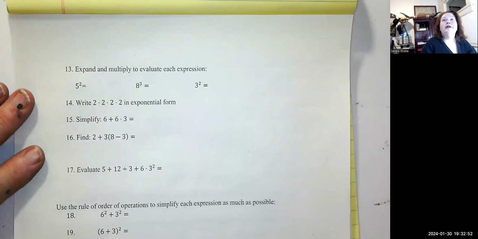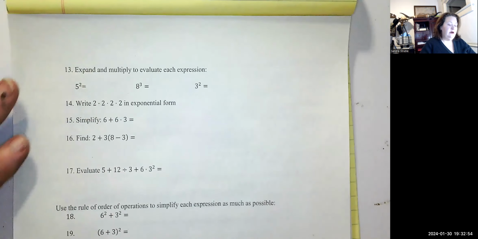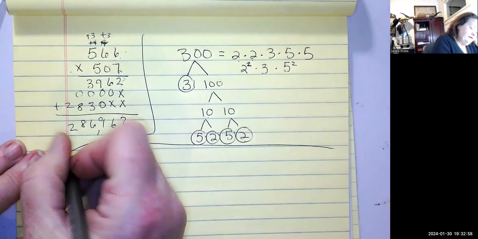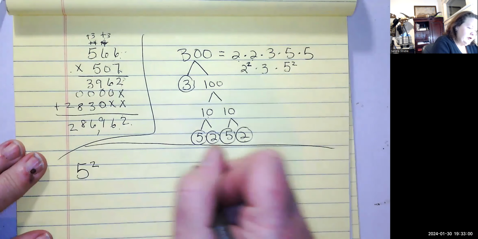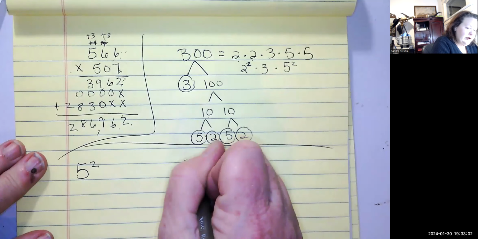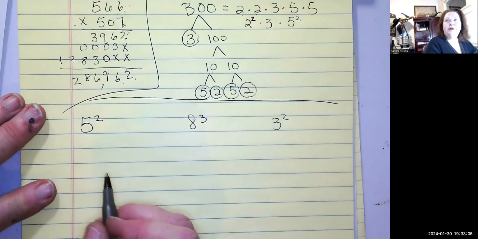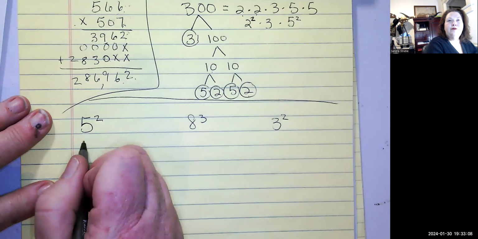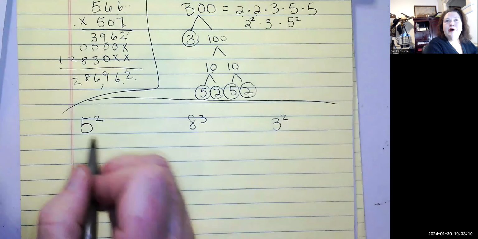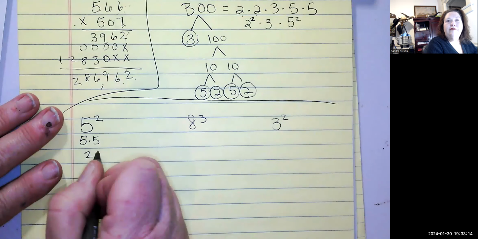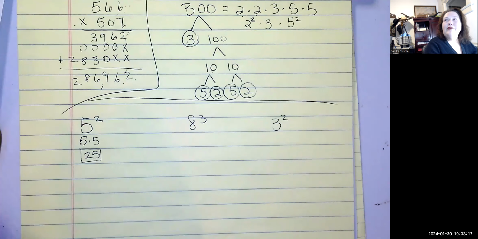Expand and multiply to evaluate each expression. I'm going to do these on the separate paper over here. So we've got 5 squared, 8 cubed, and 3 squared. 5 squared, if you put this in your calculator, well, let's go with not using the calculator first. This is just 5 times 5, which is 25. If you do it that way, that's fine.